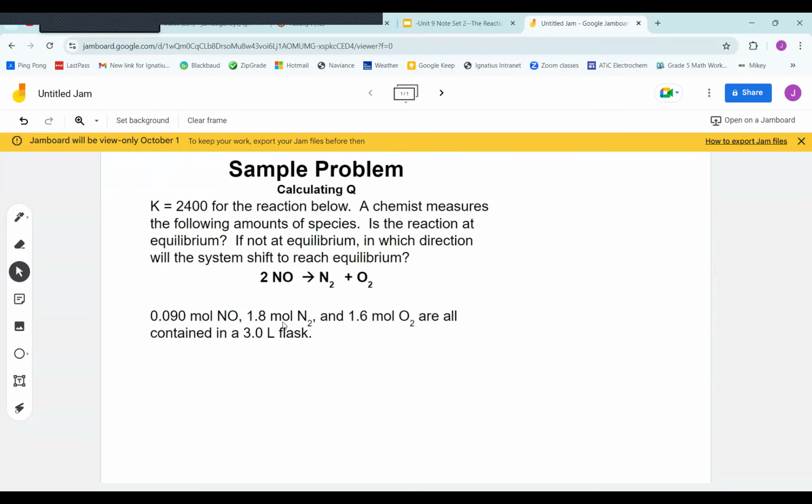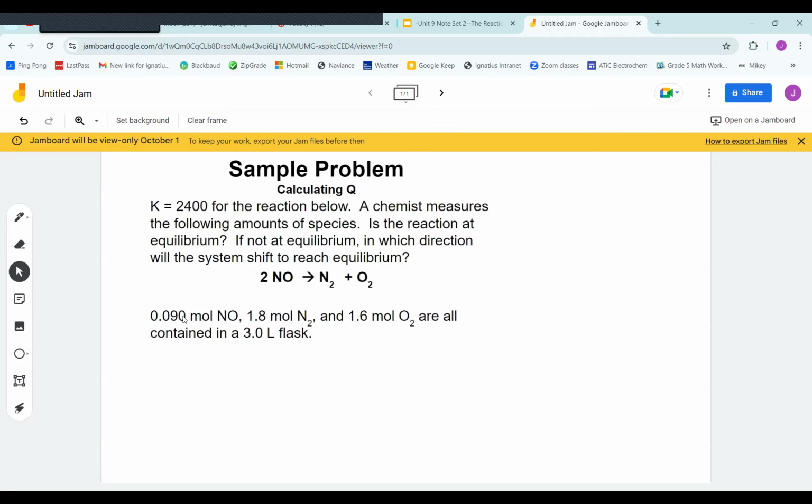K equals 2,400 for this reaction. A chemist measures the following amounts of species. Is the reaction at equilibrium? Yes or no? If not at equilibrium, in which direction will the system shift in order to reach equilibrium? Here's your balanced equation: 2NO yields N2 and O2.